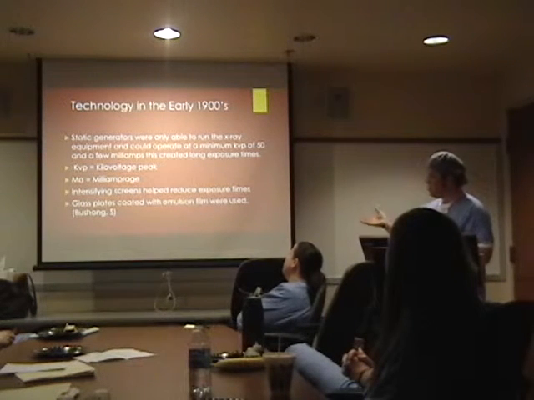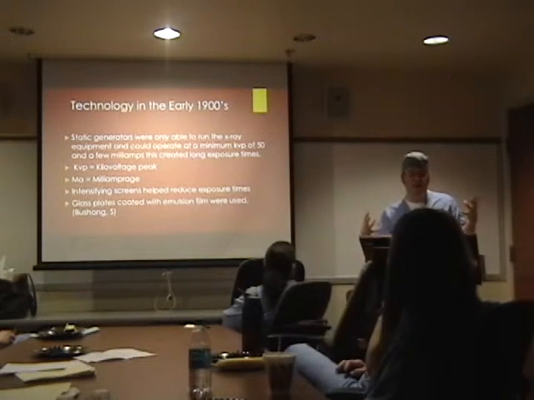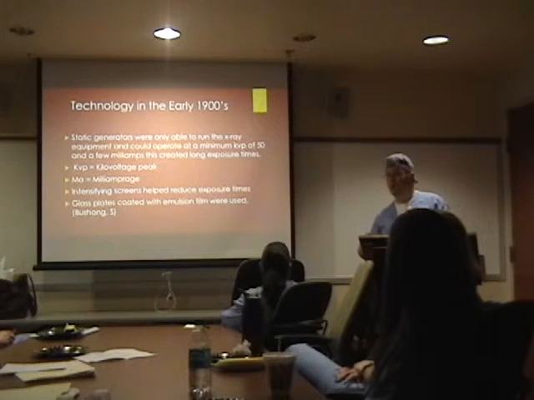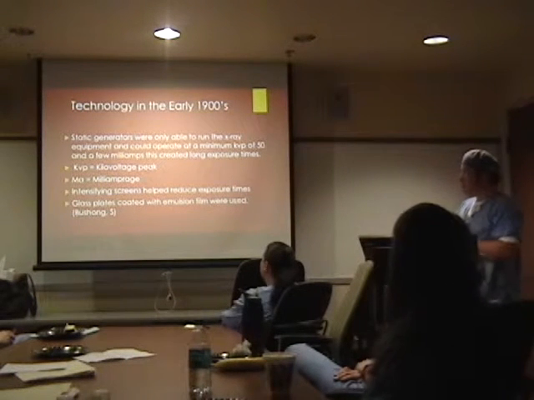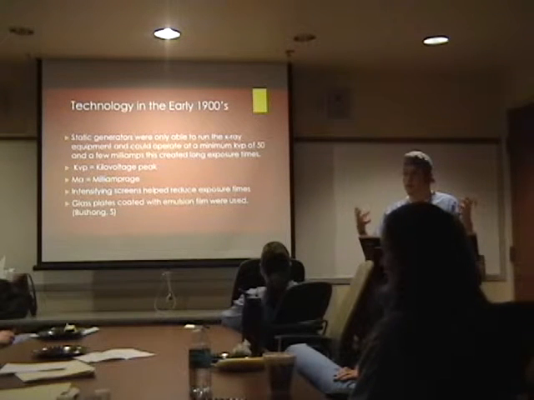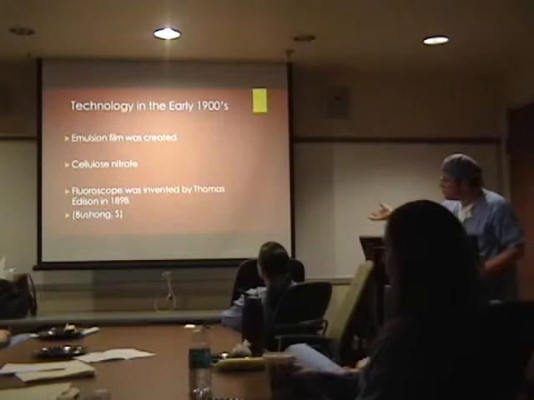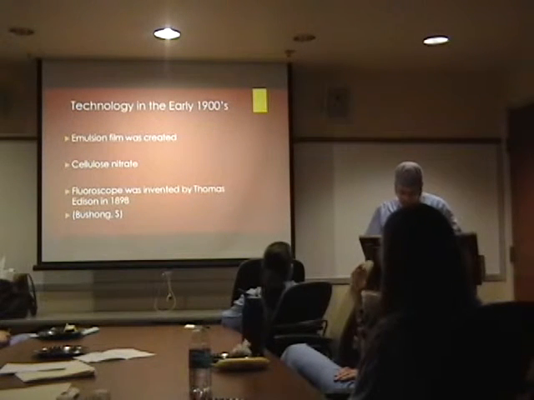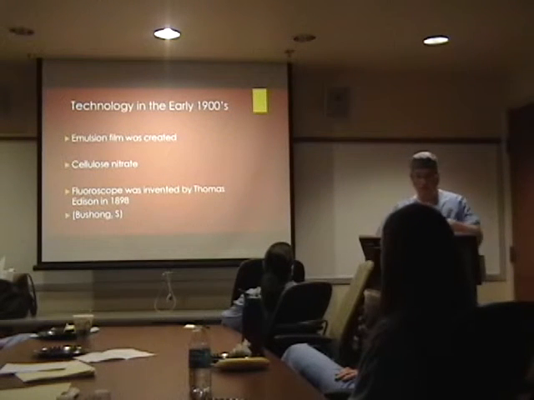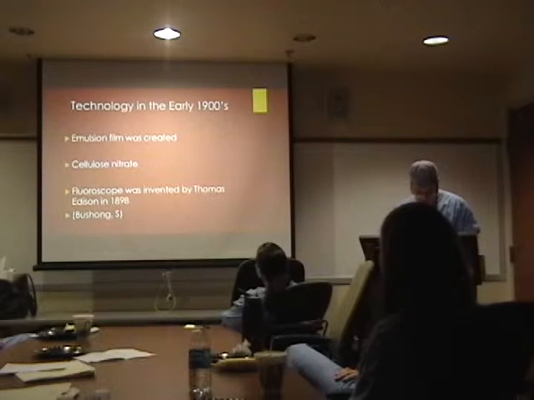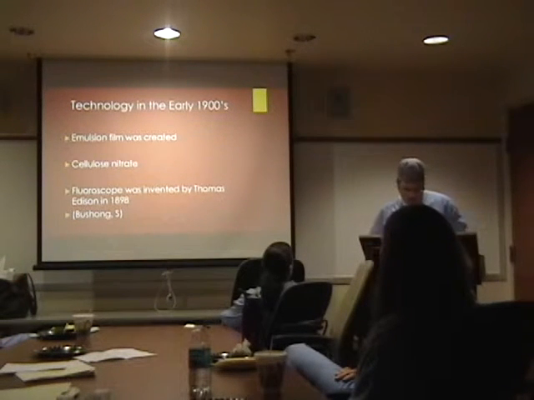Way back when, they also had intensifying screens. What intensifying screens did was turn the x-ray energy into light energy, so your exposure went down. This was a great step in reducing radiation exposure. They also had glass plates coated with emulsion, which held the silver halide crystals, and that's how you get your picture. Then emulsion film was created, and we had cellulose nitrate. They discovered that was pretty flammable, so with improper storage you got a fire. In the 1960s, polyester was the better choice because it lasted longer. Great technology.